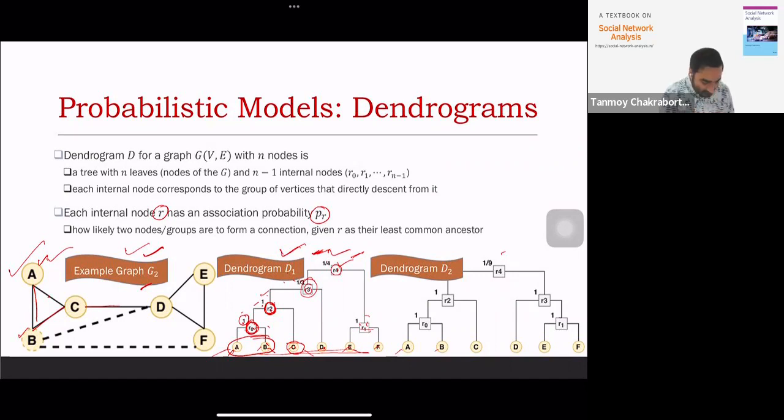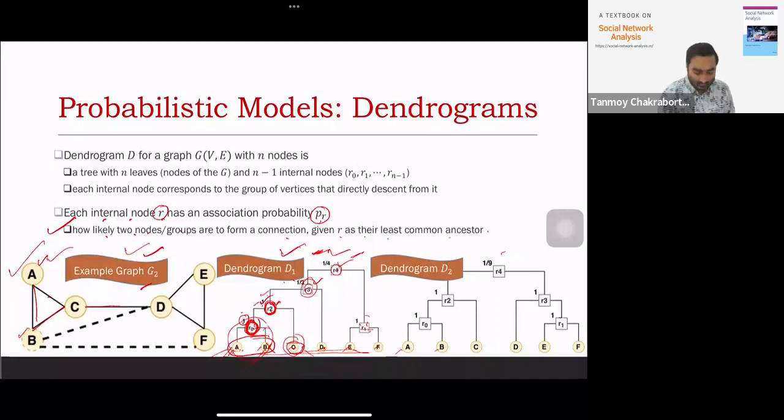So let me read this line again. Each internal node R has an associated probability PR, which indicates how likely two nodes, in this case 2 nodes, but if you consider R2, then this is one group and this is another group, right? How likely 2 nodes or 2 groups are to form a connection given R as their least common ancestor. Look at R0. So R0 is the least common ancestor of A and B, right? R2 is the least common ancestor of A and C or B and C, right? Because A and B can have other ancestors. For example, R2 is also an ancestor, R3 is also an ancestor, right? But R0 is the least common ancestor.